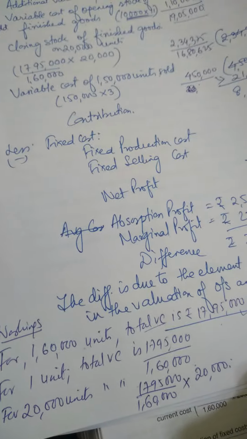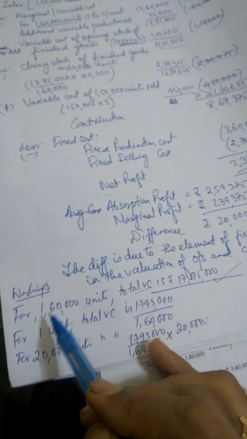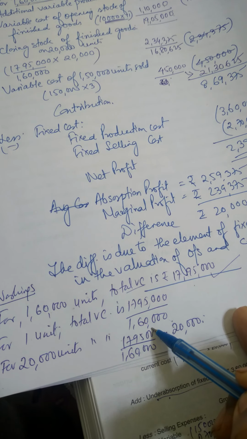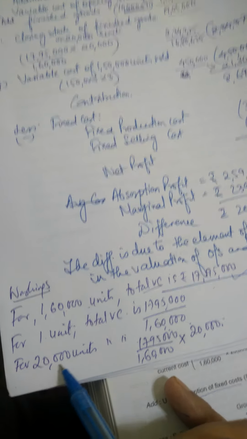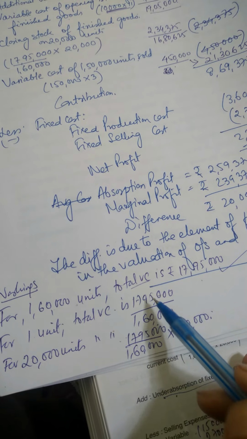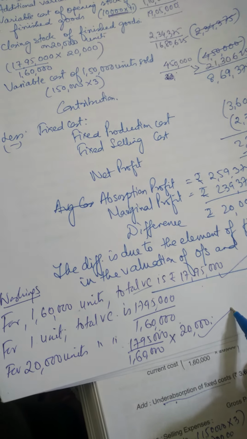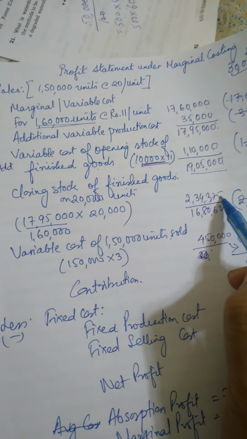17,95,000, which we have calculated here. Now for 1 unit, total variable cost will be 17,95,000 divided by 1,60,000. For 20,000, closing stock is 20,000. So for 20,000 units, what will be the total cost? 17,95,000 divided by 1,60,000 into 20,000 using the unitary method. So if you follow this, you are getting 2,34,375.